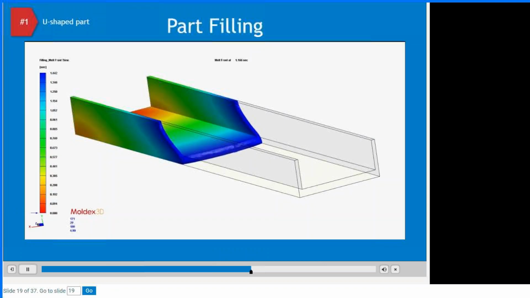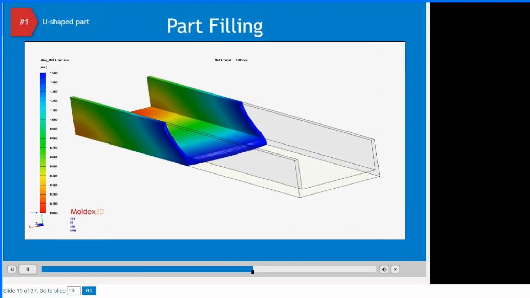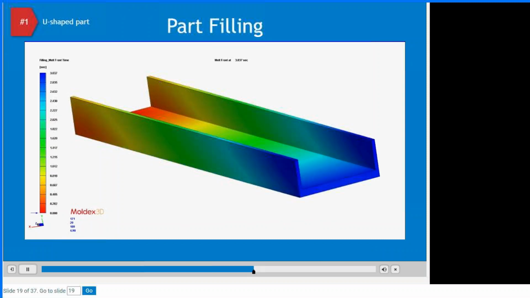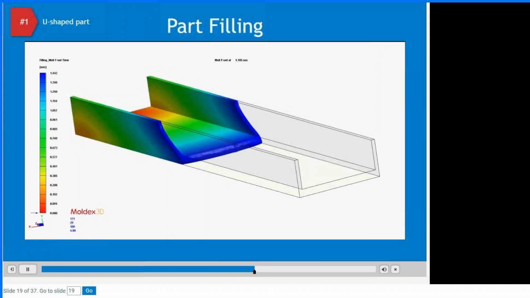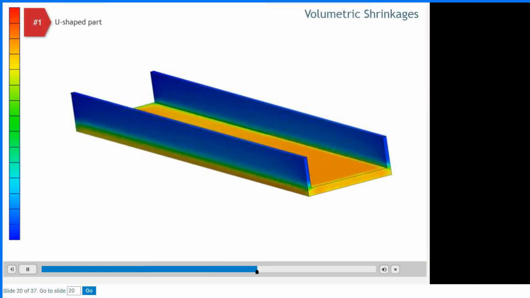Here you can see the filling behavior for the first part. Notice that the part fills from one end and not the walls. There is a slight lag in filling the upright walls because of the different wall thickness between them and the base. Looking at the maximum volumetric shrinkages of this part, you can see a high shrinkage of about 16% at the base due to the thickness. The upright walls show shrinkages from a low of 2.5% to a high of 10% at the intersection to the base. This example shows a wide range of volumetric shrinkages.